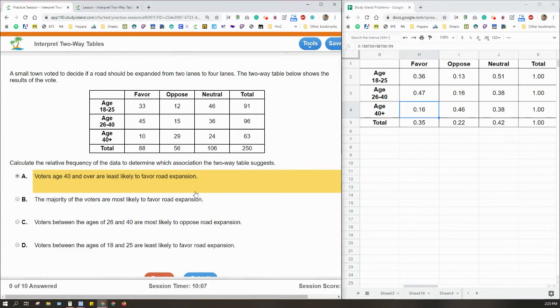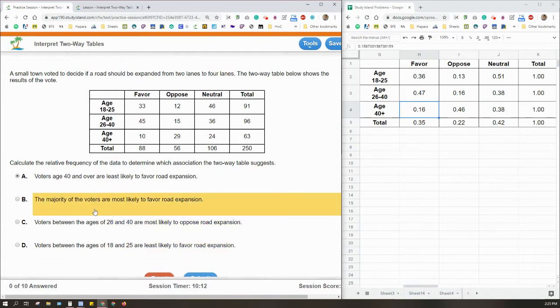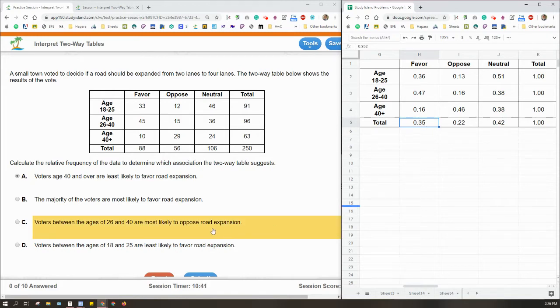We should go through and make sure that B, C, and D are false so that we know we did the problem right. Let's look at B. The majority of voters are most likely to favor road expansion. Okay, well, that didn't break it down by group. That was just all the voters. So we can look at our total row at the bottom, and are a majority of voters likely to favor road expansion? The answer is no, because that's only 35%, and that's less than half. More than 50% would be a majority. So since that is 35%, that is not a majority, so B is false.